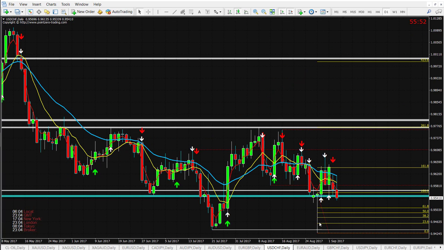USDCHF, we had a very big pin bar here. It showed that the market's gonna go higher, but it couldn't break these EMAs, and market is stuck under this resistance line here, and it formed a very big bearish pin bar today. So it shows that the market's tendency is towards going down.